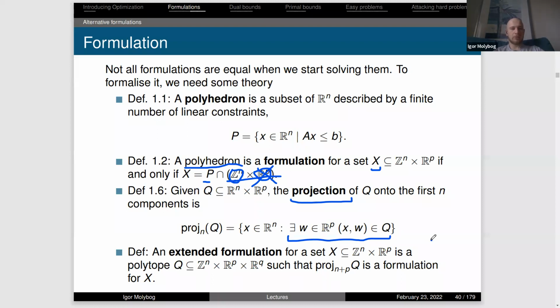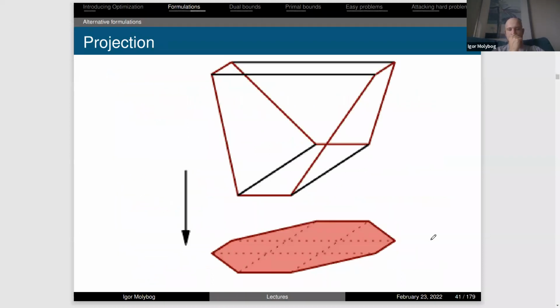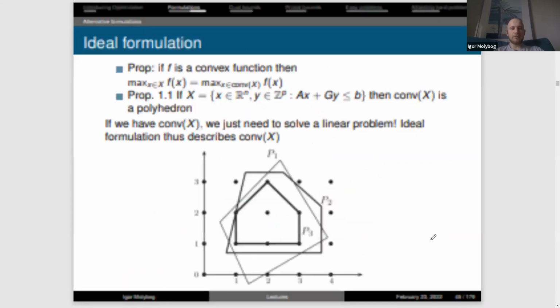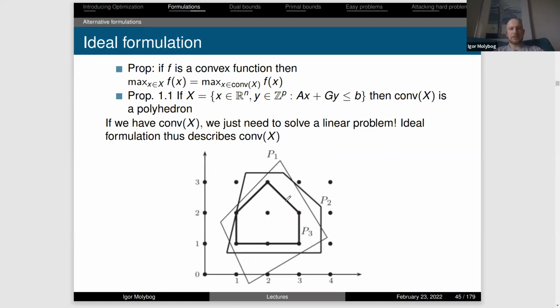We might have a problem with extended formulation too. So for the same problem there are multiple equivalent formulations that are possible. We can compare them, and the best formulation that we would pick in this case is a formulation that exactly follows the convex hull of the feasible set.